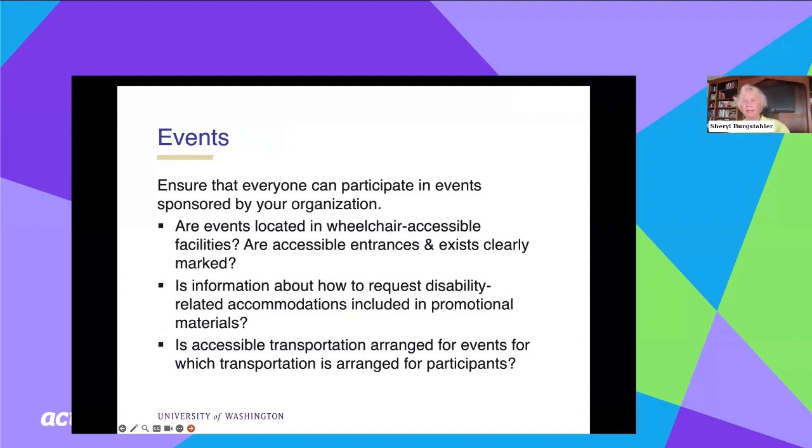You say, we're going to have this program, and so on. At the end, it says, if you'd like to request accommodations, contact. And it's usually best, I think, to have them contact someone in your unit, somebody that's responsible for a prompt response to that message. They know what they need to do and when they need to consult disability services and so forth. Make that transparent for the person requesting the accommodation. And accessible transportation: only if you're arranging transportation for other participants, but once you do, then if a person needs accessible transportation, like a wheelchair accessible van, you need to arrange for that as well.